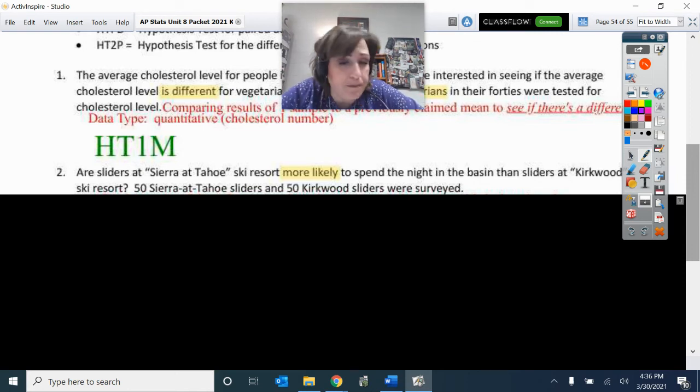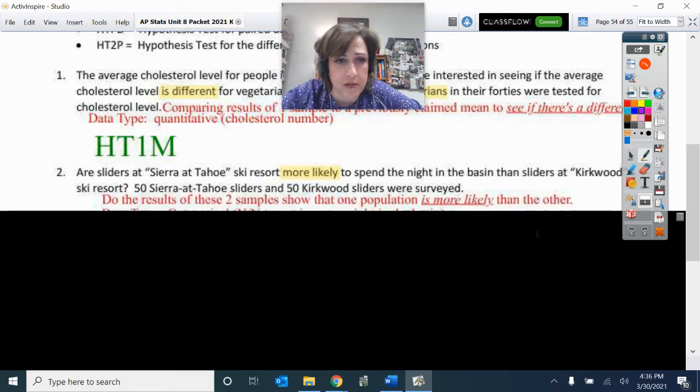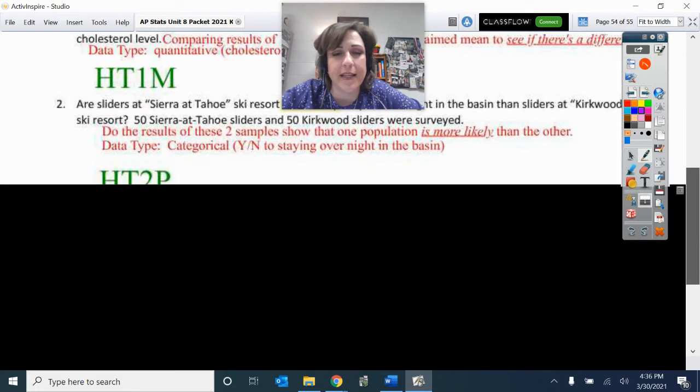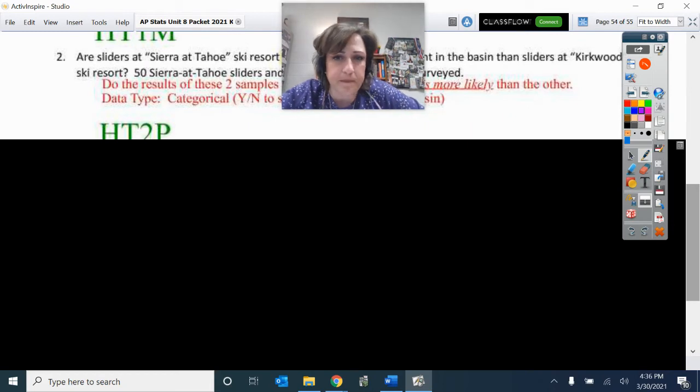Is it a mean or a proportion? So we're talking about spending the night in the basin. So what kind of data is that? When you get 50, what are you going to be saying about those 50? What proportion stay in the basin at night or go home? So are they just commuters or are they staying there at the resort? The proportion. So I'm thinking, let's see, hypothesis test for 2 proportions. Yep, there we go. Okay, let's do one more, and then I'm going to let you try a few of these.